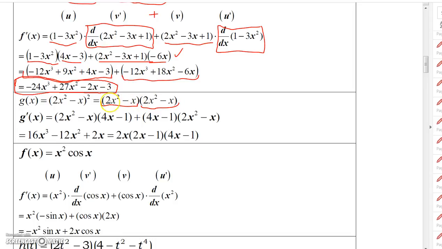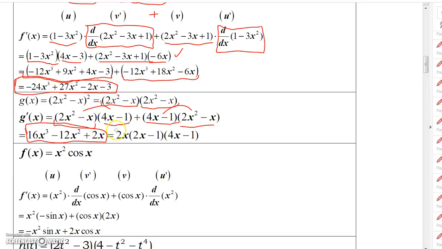And now all I have to do is say, well, I'm going to take the first function, which is 2x squared minus x, and notice now I'm going to skip that little step that I put in up here. I'm going to calculate this derivative in my head of the second function. So the derivative of this is 4x minus 1. Well, then I'm going to add to that the second function, which is 2x squared minus x, times the derivative of the first function, which is also 4x minus 1. Now, again, I'll let you do the algebra, FOIL this, and then combine like terms, and you'll get 16x cubed minus 12x squared plus 2x.